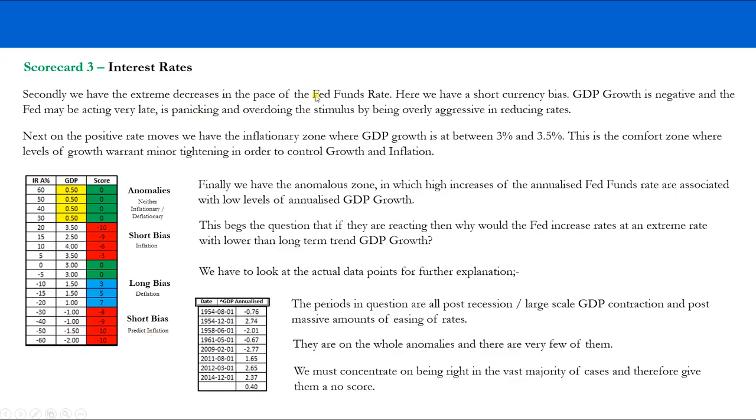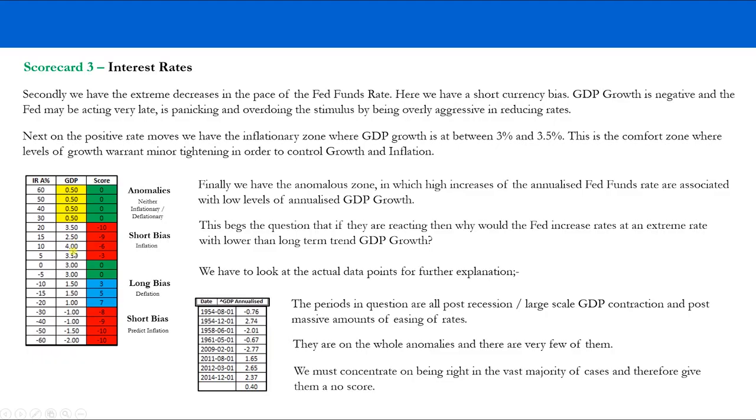So when we have the extreme decreases in the pace of the Fed funds rate, we tend to have a short currency bias. Basically, GDP growth is negative, so contractionary, and the Fed may be acting very late. So they're panicking and overdoing the stimulus by being overly aggressive in reducing rates. Now, when we look on the flip side, on the positive side, so we have positive rate moves, we have the inflationary zone here, where again, we have a short bias.